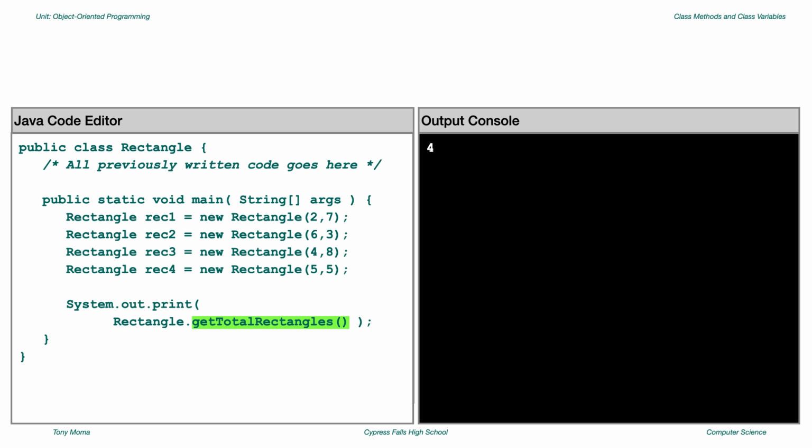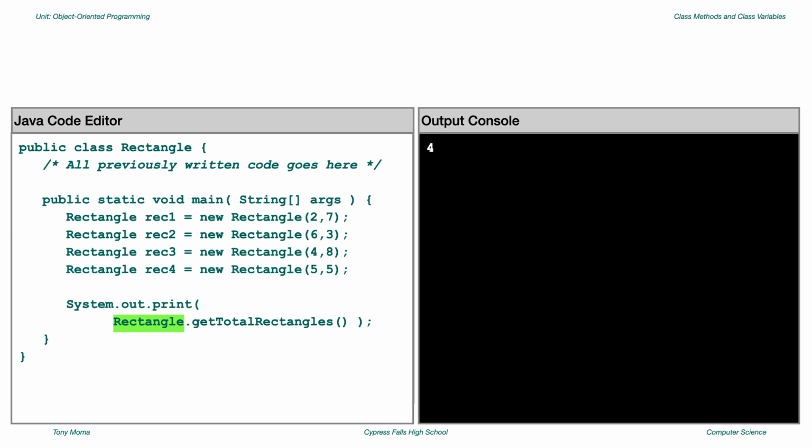Now, one thing I want you to notice about how I called the method getTotalRectangles is that in front of it, I put the name of a class. I didn't put the name of a specific object, right? I put the word rectangle. I didn't put the name of a specific rectangle. The reason why the compiler allowed me to do that is because the method is static.